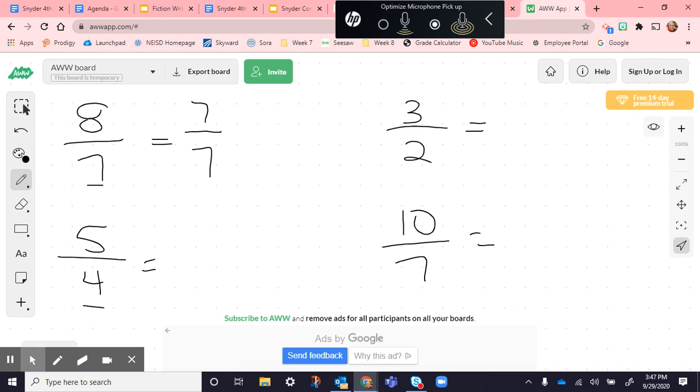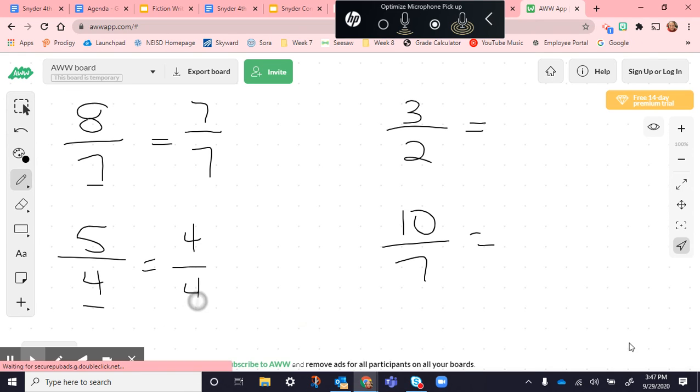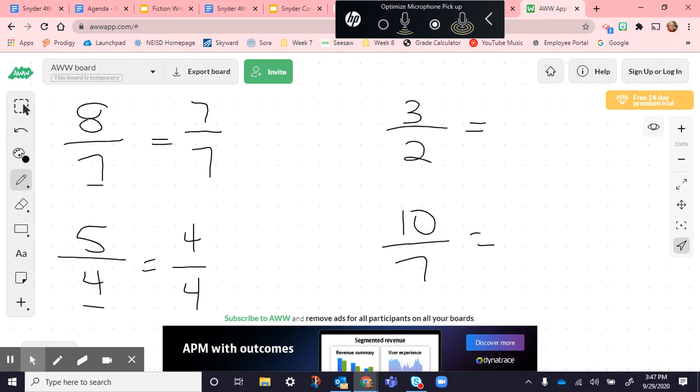This one has a 4. So I know that this is going to have a whole that's going to look like 4 over 4. This one here has a 2, so this is going to be 2 over 2. This one has a 7, so it's going to equal 7 over 7. Now I need the rest of the amount because there's still a piece left here. So this one has an additional 1/7 because remember 7 plus 1 equals 8 and the denominator stays the same.